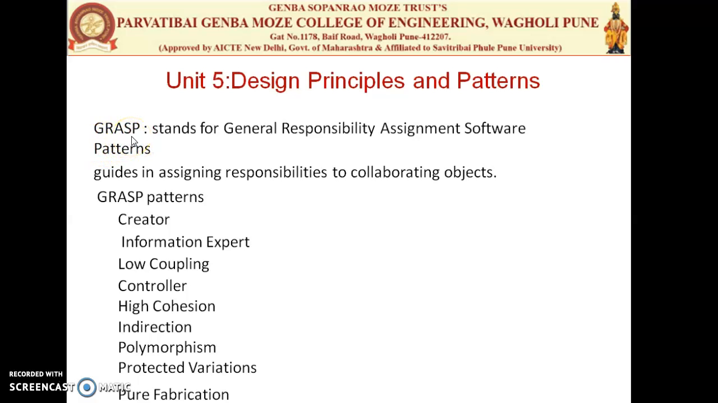In the next session, we'll start with GRASP, which stands for General Responsibility Assignment Software Patterns, and we'll see the different 9 patterns in it. That is creator, information expert, low coupling, controller, high cohesion, indirection, polymorphism, protected variation, and pure fabrication. So these things we'll see in the next session.